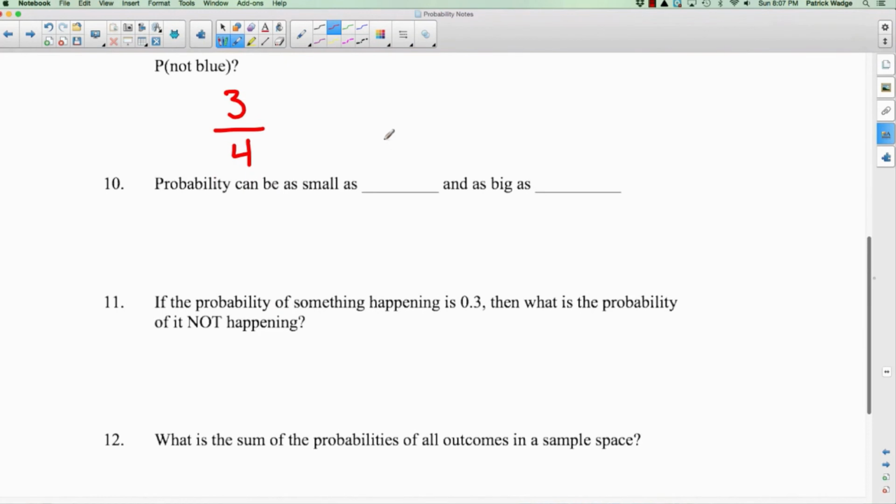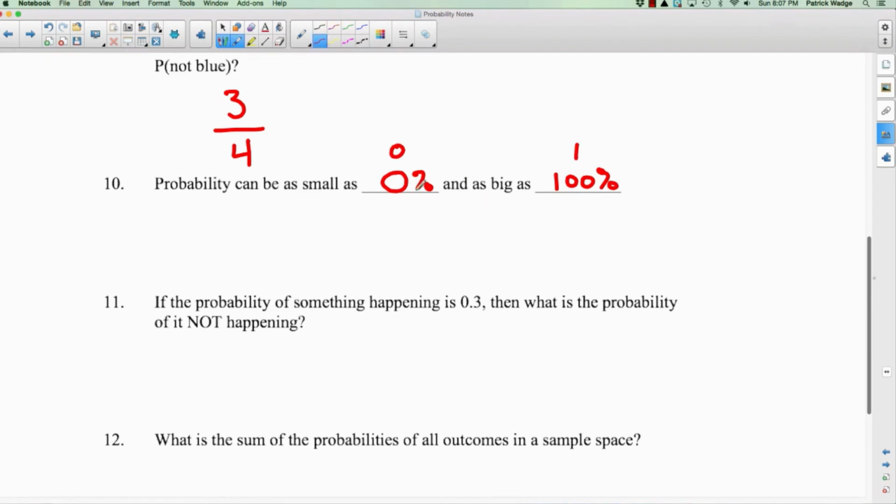Okay, probability can be as small as, what's the smallest number you can get? 0, right? That's the smallest you can get. What's the biggest you can get? Okay, let's do this in percents. 0% is the smallest. The biggest you can get is 100%. It doesn't make sense for something to be 110% probable. It does not make sense. If you do it in decimals, this would be from 0 up to 1.